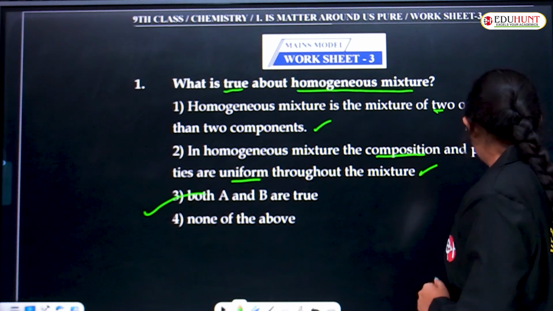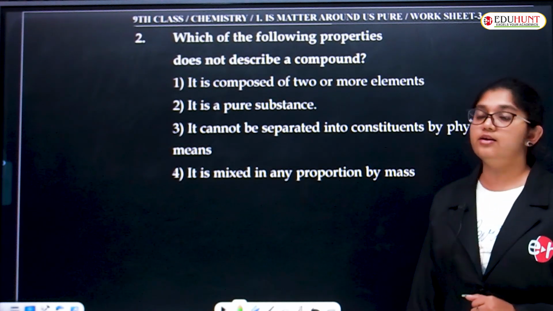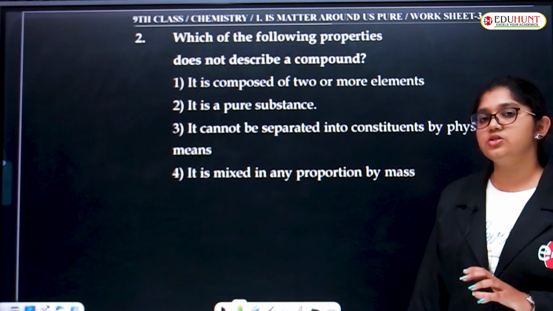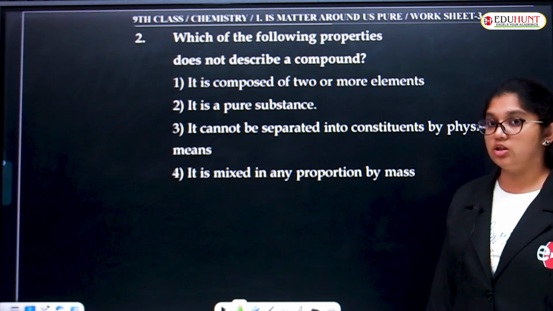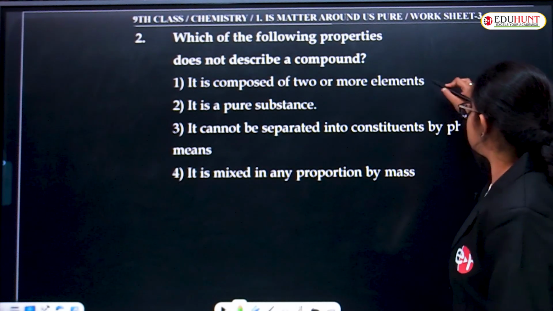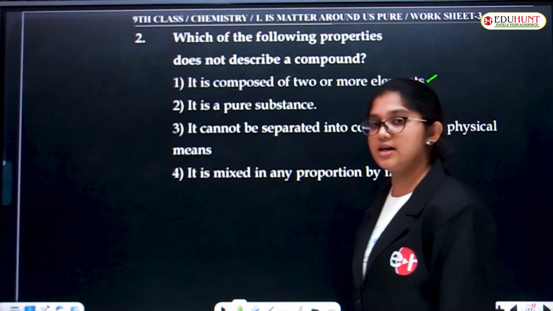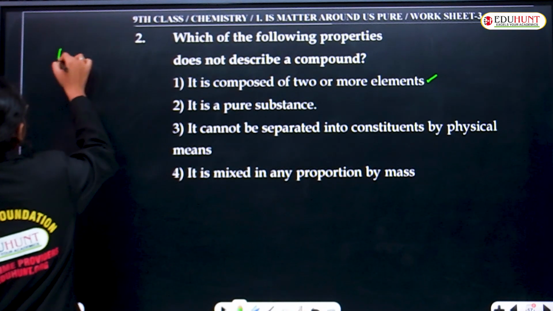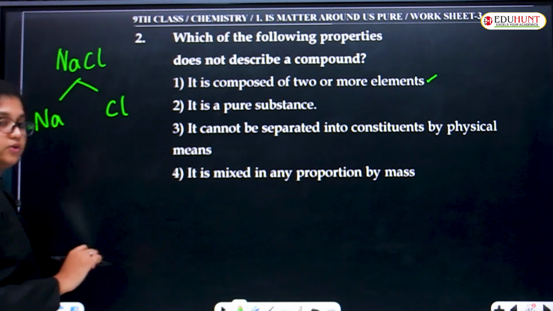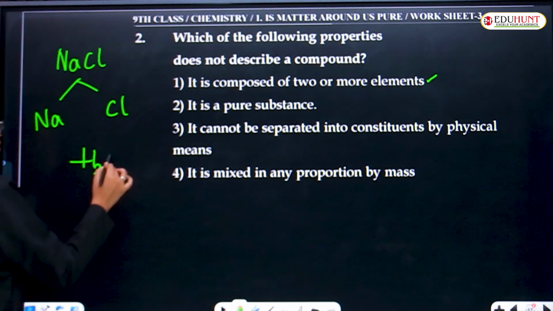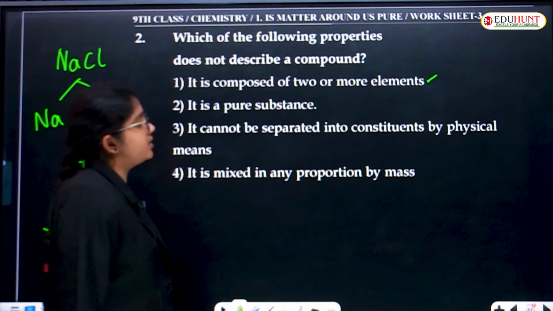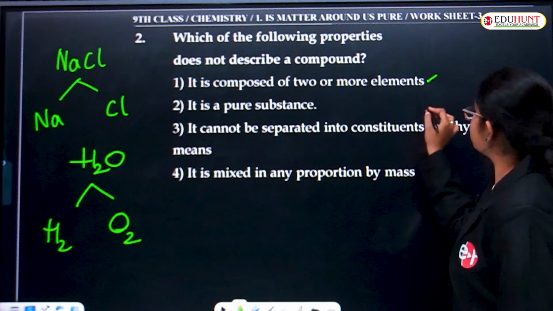Now, moving to the next question, question number 2. Which of the following properties does not describe a compound? Which is not describing a compound? The first one: it is composed of two or more elements. Yes, a compound is considered as two or more elements. For example, let's take sodium chloride, which is salt. It is made of sodium and chlorine. And also water. Water is made of two elements, hydrogen and oxygen. So it is composed of two or more elements. So this option is right.